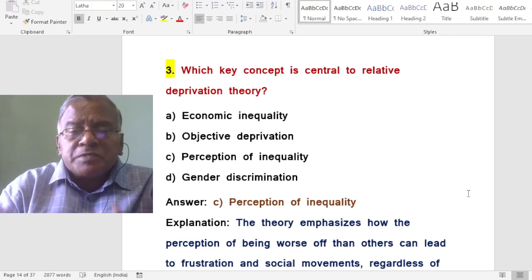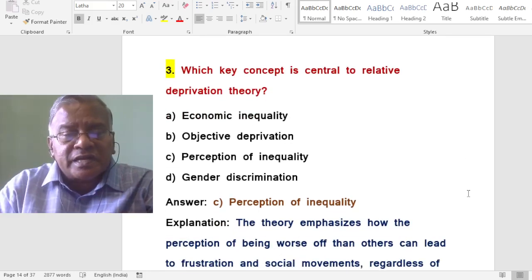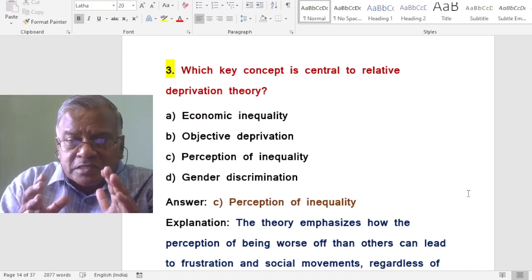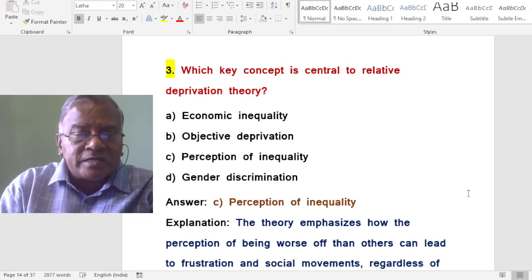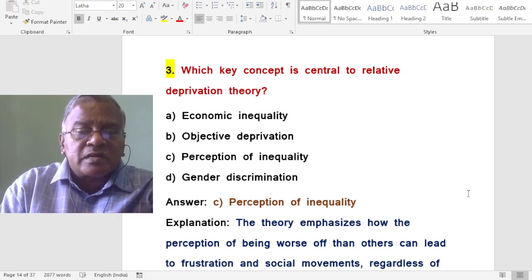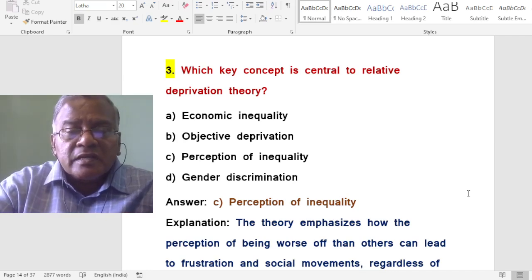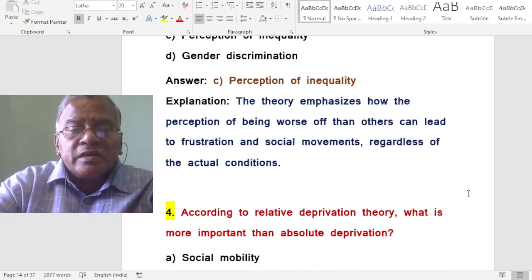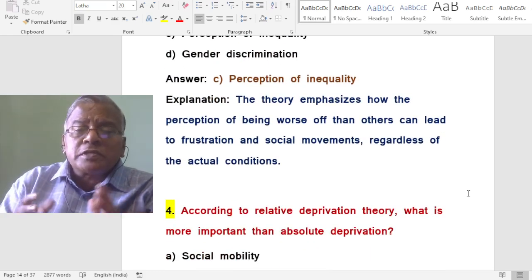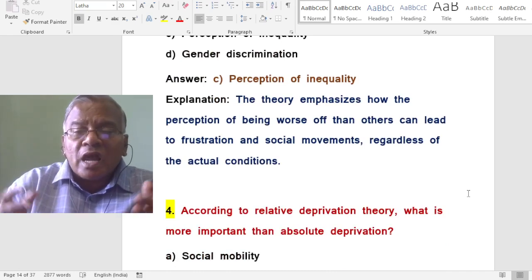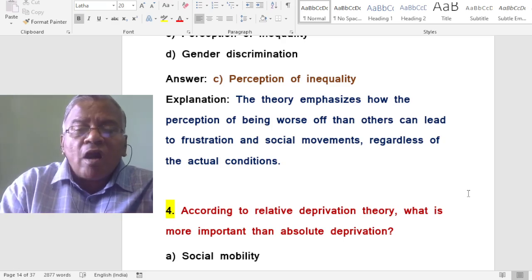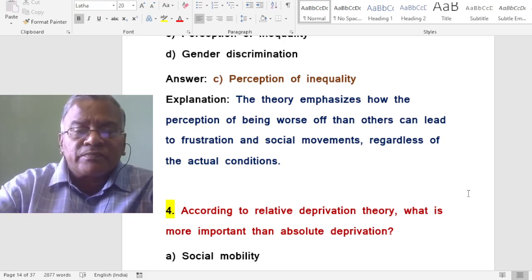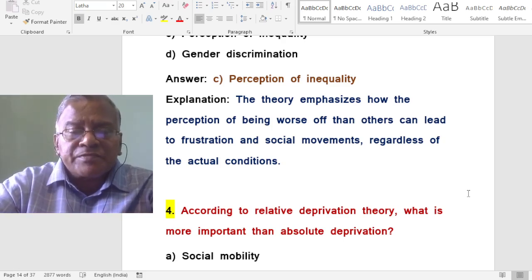Which key concept is central to relative deprivation theory? A. Economic inequality. B. Objective deprivation. C. Perception of inequality. D. Gender discrimination. That is perception of inequality. The theory emphasizes how the perception of being worse off than others can lead to frustration and social movements regardless of the actual conditions. So, perception of inequality.